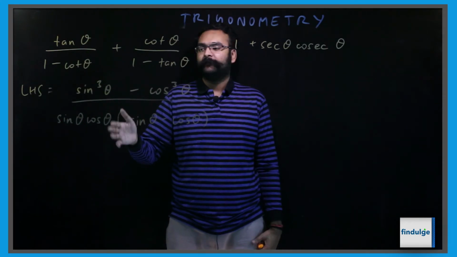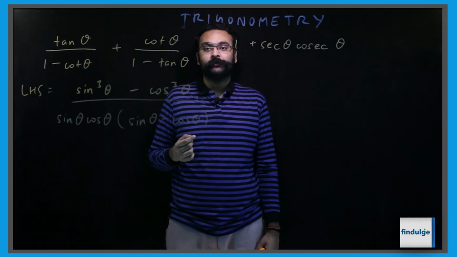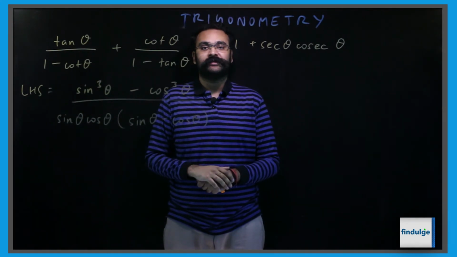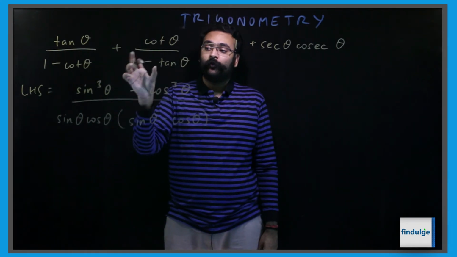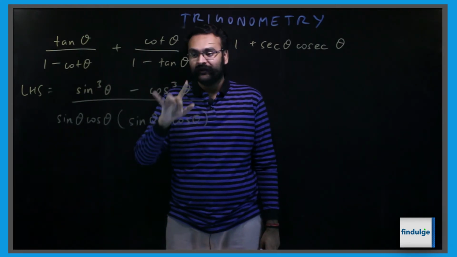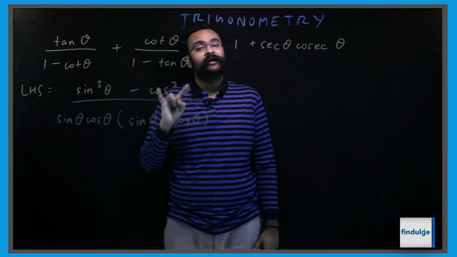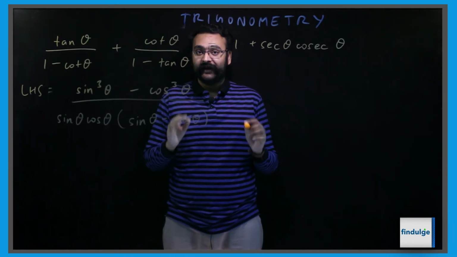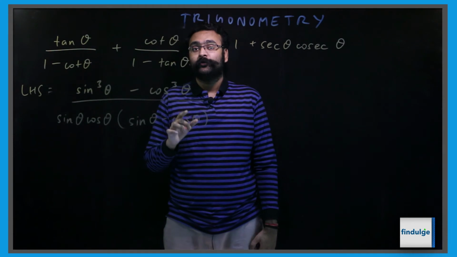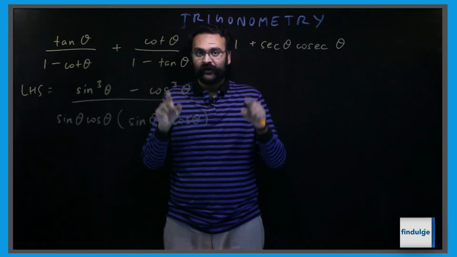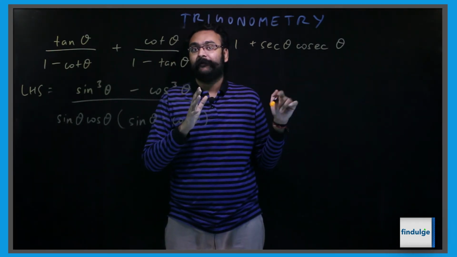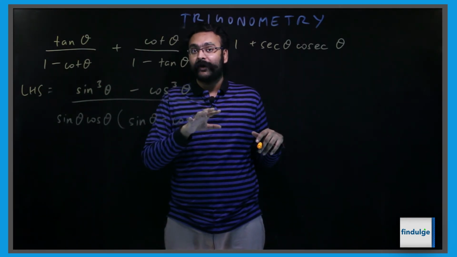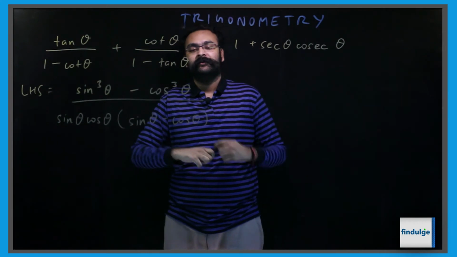Let's expand that, write the numerator in terms of the identity and see what we get. So this is where we were. Sine cube theta minus cos cube theta upon sine theta cos theta into sine theta minus cos theta. As I said, while this is not a trigonometric identity, it is an algebraic identity. A cube minus b cube. You might recall that a cube minus b cube is equal to a minus b in brackets multiplied by in brackets a square plus b square plus ab.